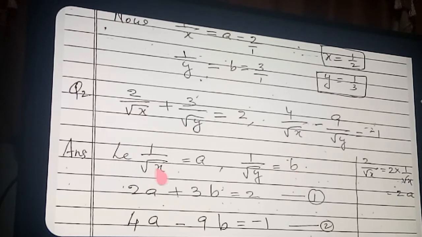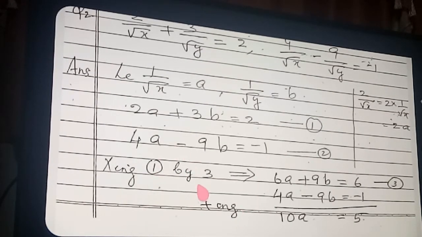Okay. So 1 by root x we are taking as a. Here I have shown 2 by root x is equal to 2 into 1 by root x. What's the value of 1 by root x? You already supposed it as a. Therefore what will come? 2a. So here we get 2a plus 3b is equal to 2. Same way here we get 4a minus 9b is equal to how much? Minus 1. So now solve equations 1 and 2.